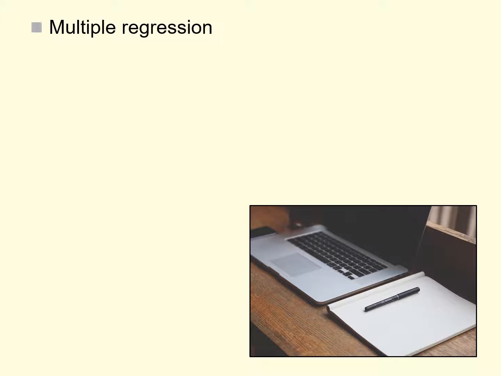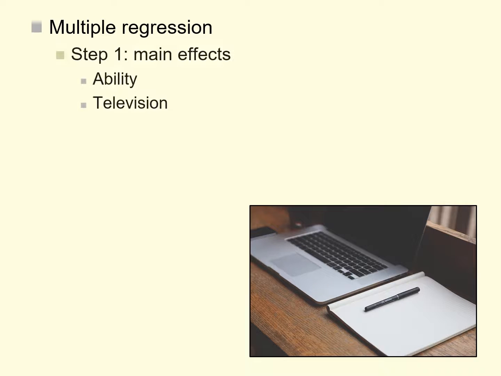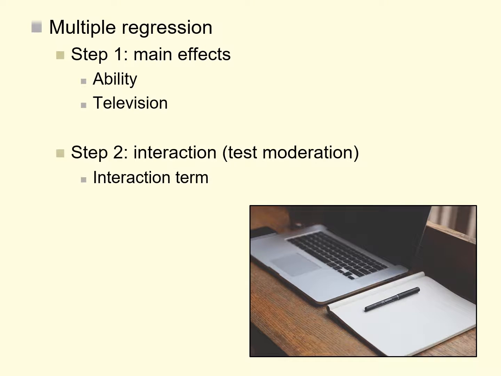Now, by this point in the unit, you're probably pretty familiar or comfortable, I hope, with the idea of testing a moderation or testing an interaction effect. You basically can do it through a multiple regression in which in step 1 you enter the main predictor variables, and in step 2 you enter the interaction term to see whether including that interaction term or allowing that interaction to exist in the model improves the fit to the data.